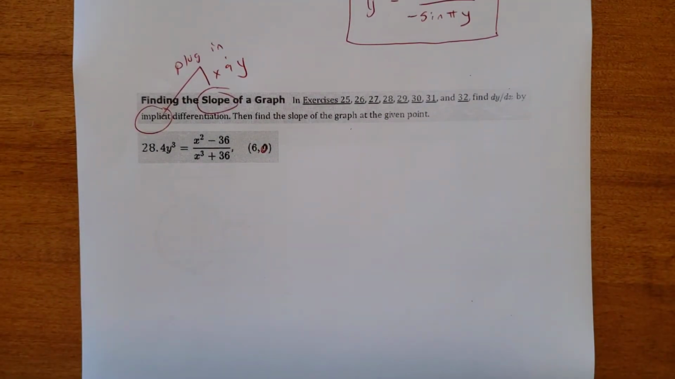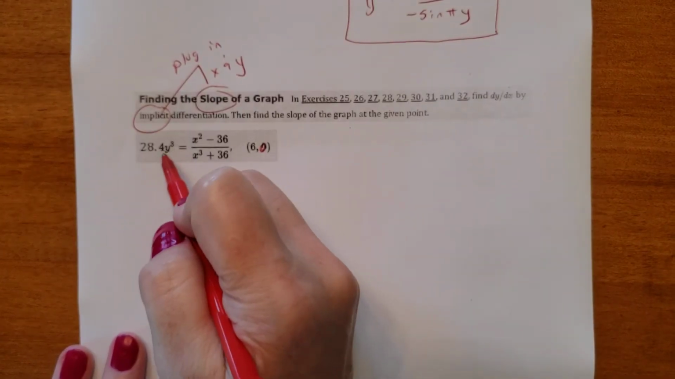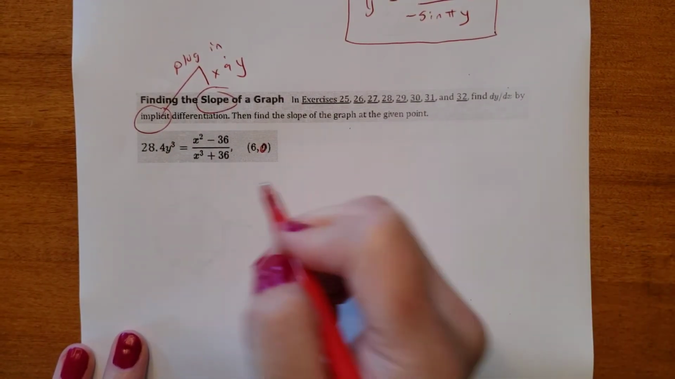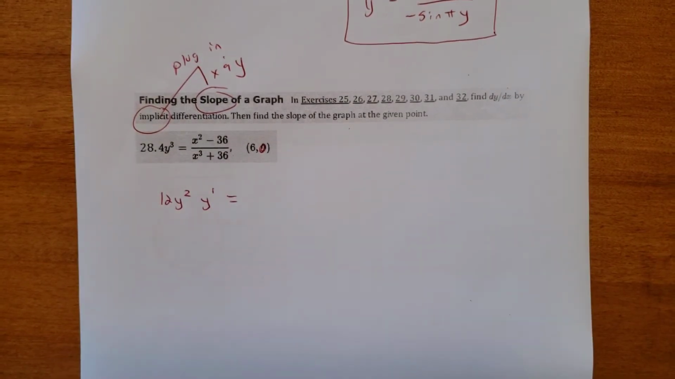So that's what's different on it. All right, let's go for it here. On the left, we've got 4y to the third, so that would be 12y squared y prime. And then on the right, we've got a quotient.